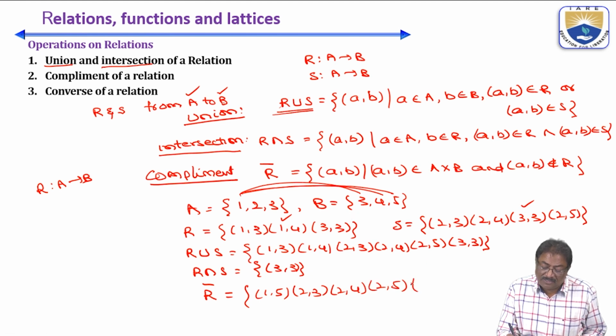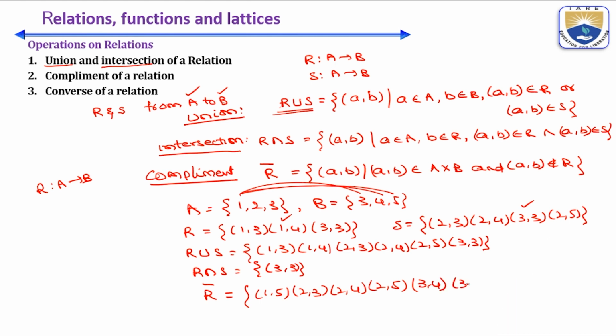And next, 3, 3 is there. We are not going to consider 3, 4 and 3, 5. So this is R bar. This is known as the complement of a relation. Now another one is the converse or inverse.